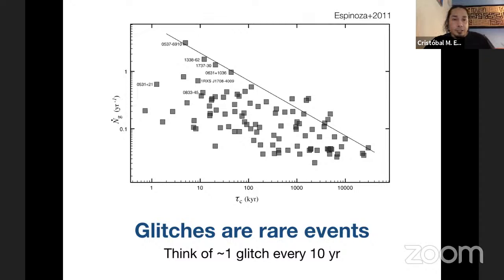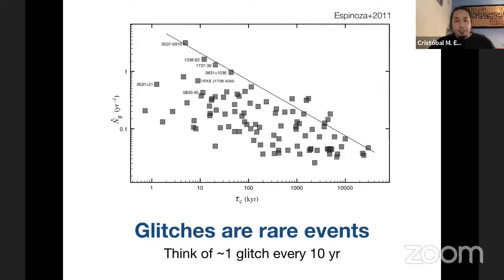So you can see that there's only something like 3, perhaps 4 pulsars that are above 1. So only 4 pulsars might have more than 1 glitch per year, and all the rest is below this line. And I think it's safe to think of about 1 glitch every 10 years. If you think about any pulsar and glitches, you should not think about more glitches than that.